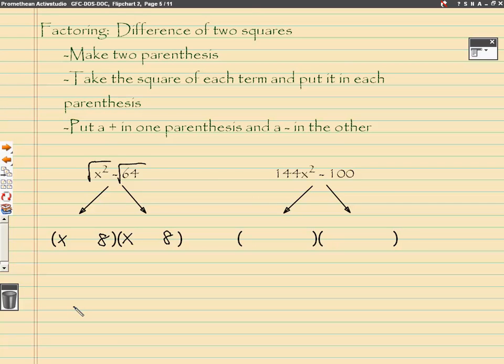To get my final answer, what I need to do is make one of these a minus and one of these a plus. And that's it. I'm done. This is a difference of 2 squares.